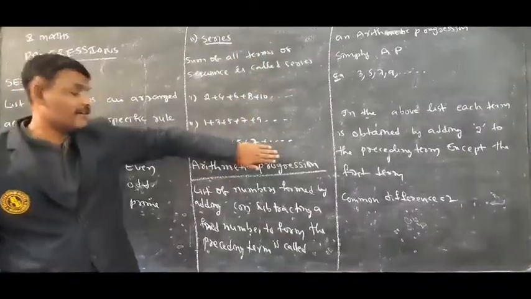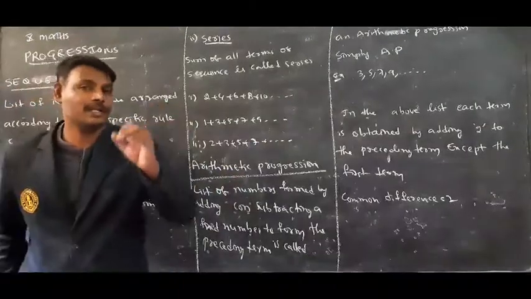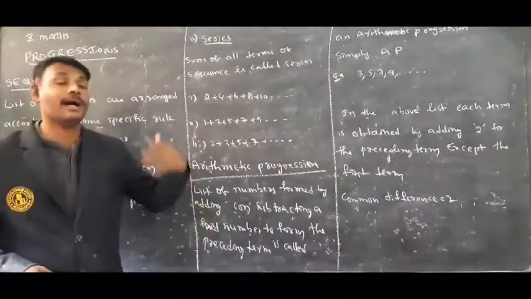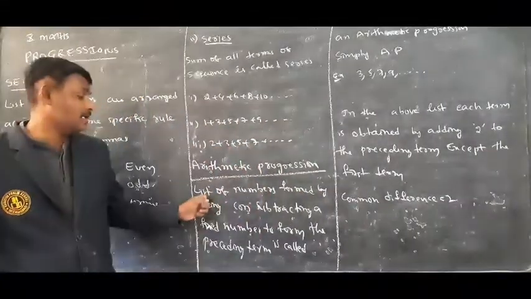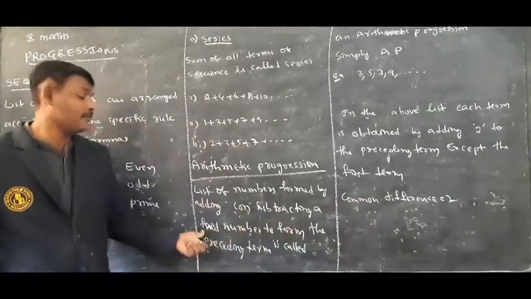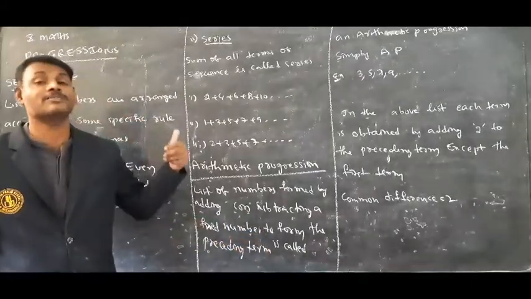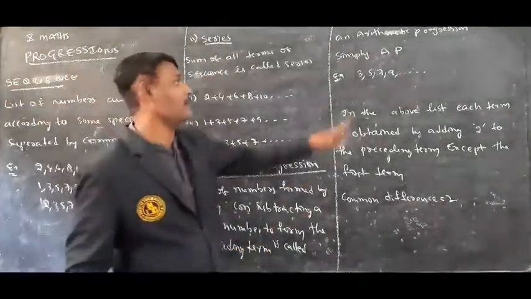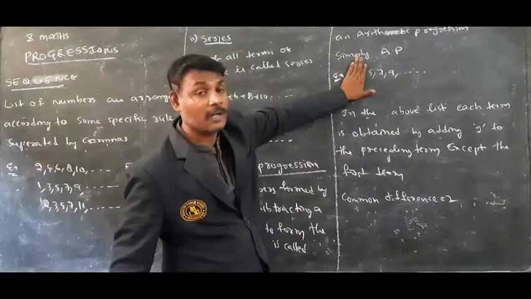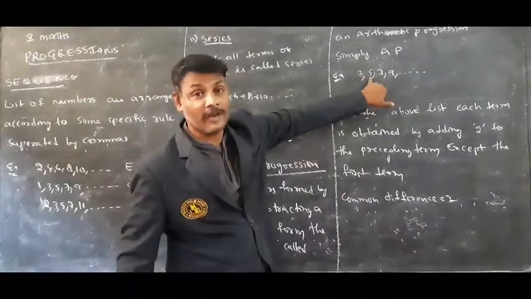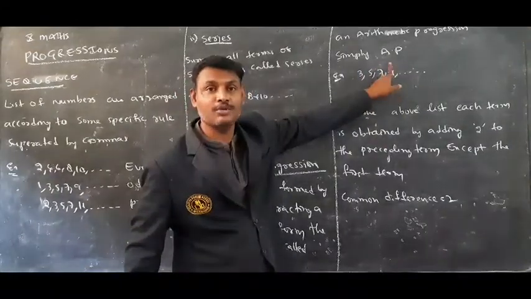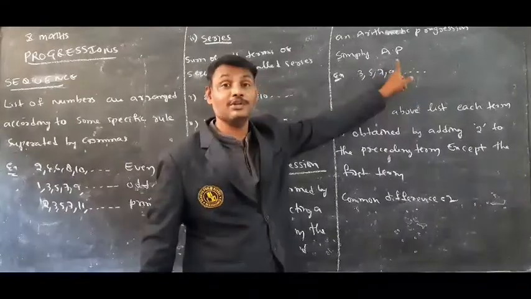Next, our topic is arithmetic progression. What is an arithmetic progression? A list of numbers formed by adding or subtracting a fixed number to form the succeeding term is called an arithmetic progression. Here is the example: 3, 5, 7, 9. Except the first term, what about the remaining terms? I am getting 5 by adding 2 to the preceding term. Next, I am getting 7 by adding 2 to the preceding term. I am getting 9 by adding 2 to the preceding term.